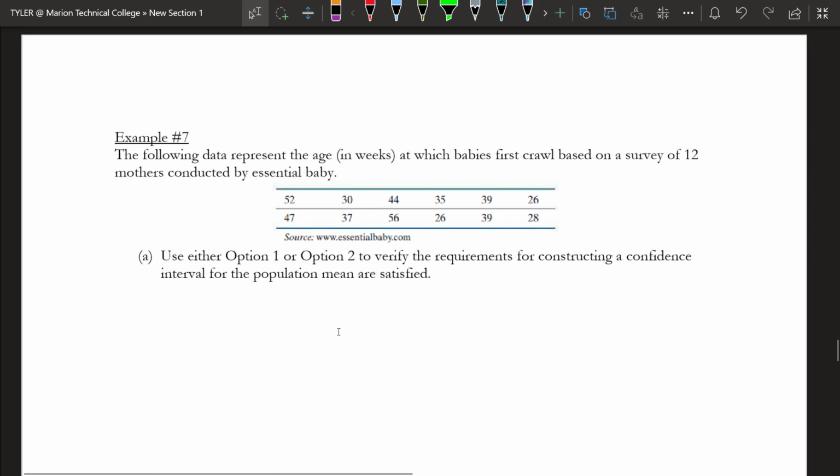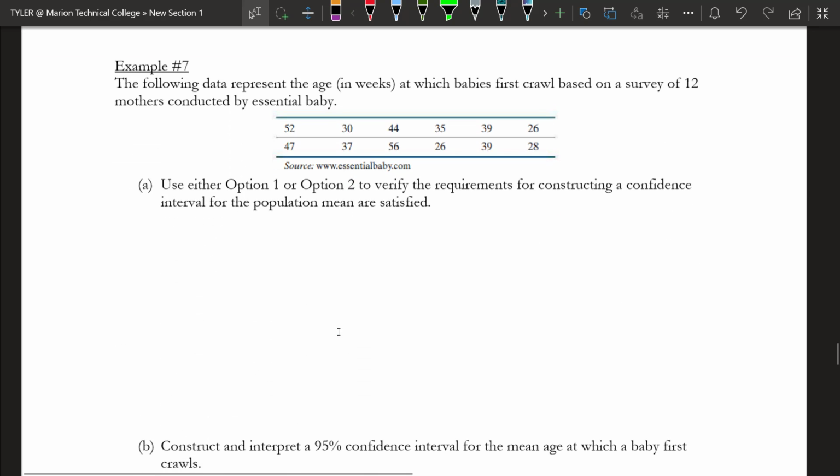Right? So now we'll look at example 7. It says the following data represents the age in weeks at which babies first crawl based on a survey of 12 mothers conducted by Essential Baby. So that's a website, essentialbaby.com. So we have the data here. And in part A, we want to use either option 1 or option 2 to verify the requirements for constructing a confidence interval for the population mean are satisfied, right?